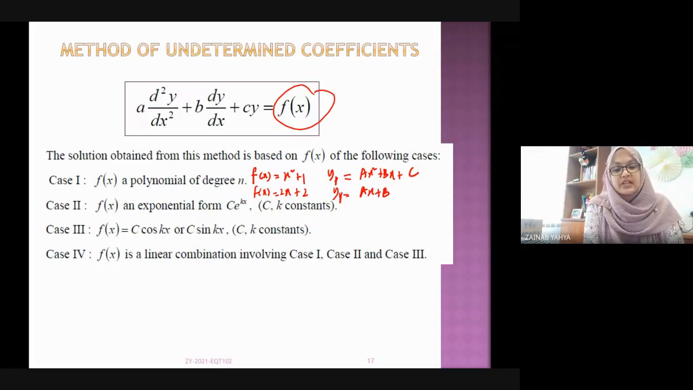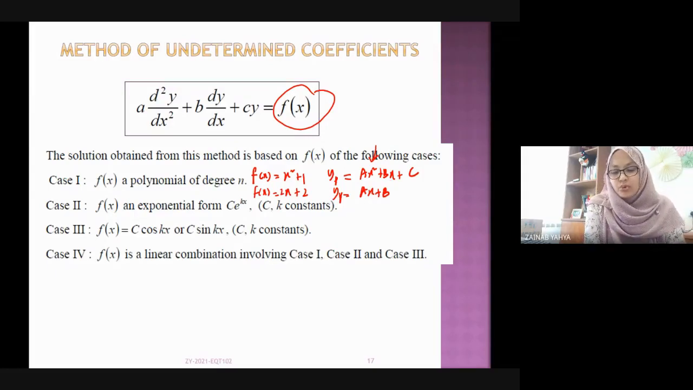Okay. If f(x) is power 3, then the highest power of yp will be power 3. So it depends on the f(x). So it just be like this, ax squared plus bx plus c.